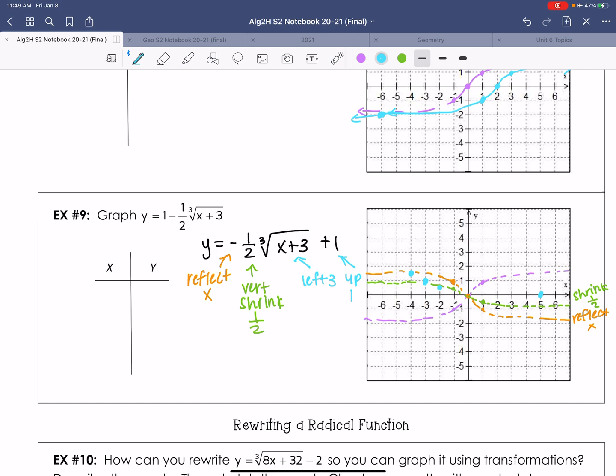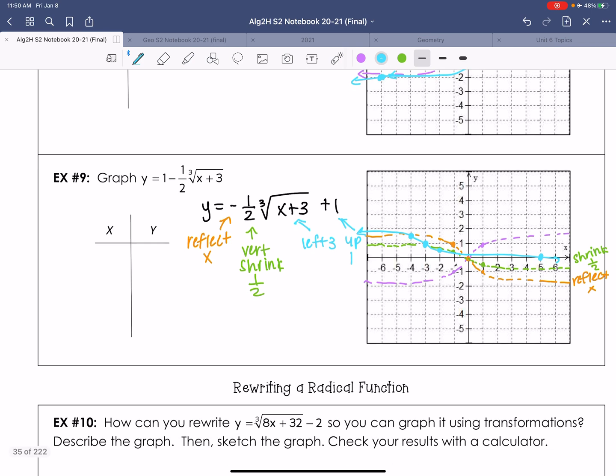All right, let's connect it. Solid line. This is my final graph. So this guy has this shape, and this guy has this shape, like so. And that would be our final cube root.